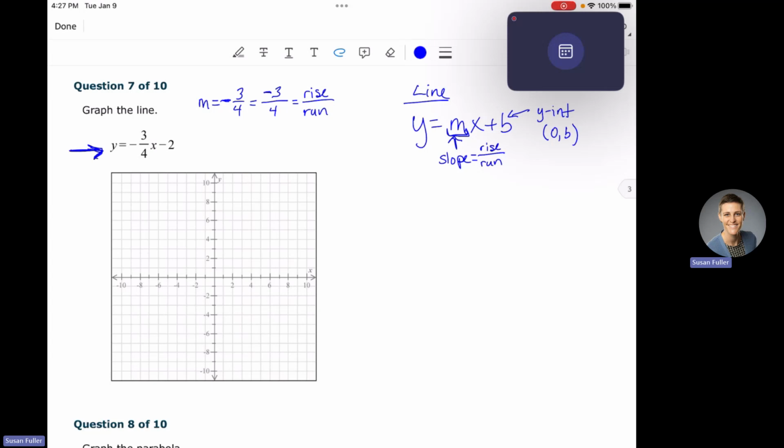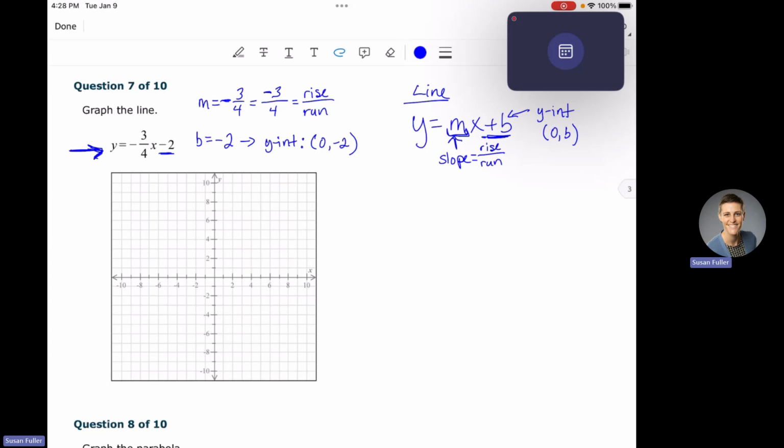There's another piece of information, our b value here, that tells us our y-intercept. So b value is the number out here by itself. Our b value is -2. That means that our y-intercept, where we cross the y-axis, is the ordered pair (0, -2).